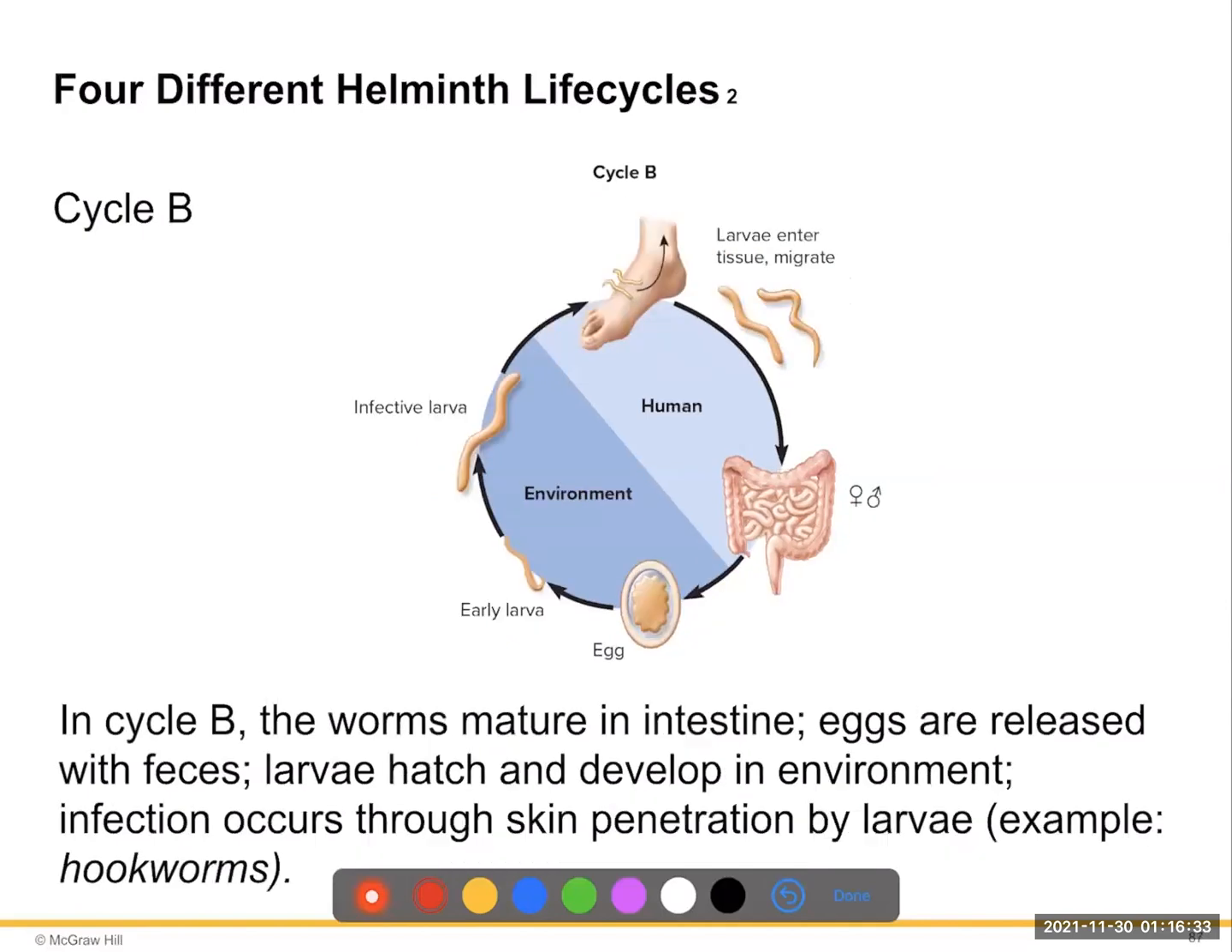Cycle B, the second one. In cycle B, the worms mature in the intestines. The eggs are released with the feces. The larvae hatch and develop in the environment. Infection occurs through skin penetration by the larvae. So it goes into the foot, like roundworm. Okay, it enters into the foot after it comes from the egg and gets developed in the environment.